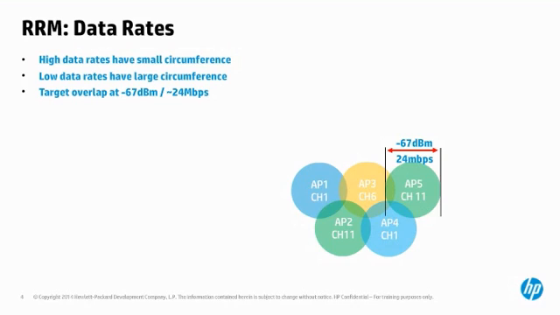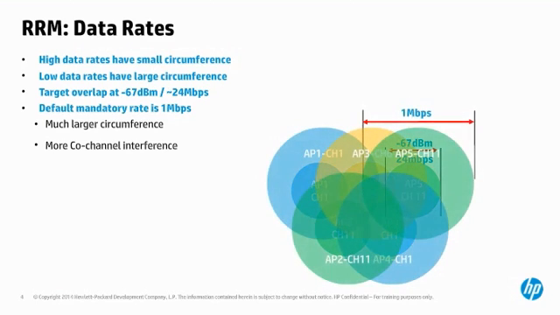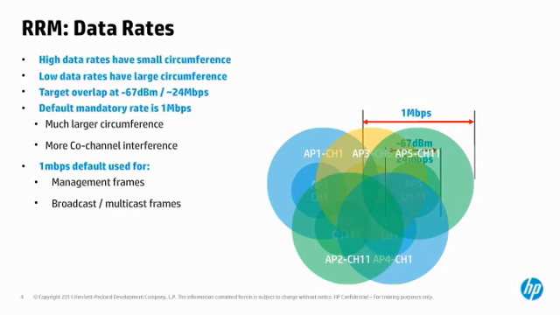Even if this is done, performance is not optimized due to the default data rate settings that all manufacturers use. By default, 1 megabit per second is the slowest mandatory rate. The slowest mandatory rate is used for all management frames, such as Beacon and ACK. Mandatory rates are also used for broadcast and multicast frames. So, although you ensured that users would always connect at about 24 megabits per second or faster, management and broadcast traffic is still sent at 1 megabit per second.